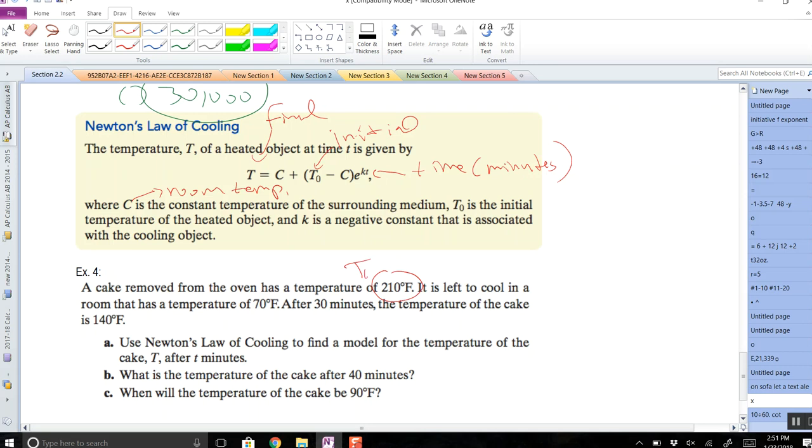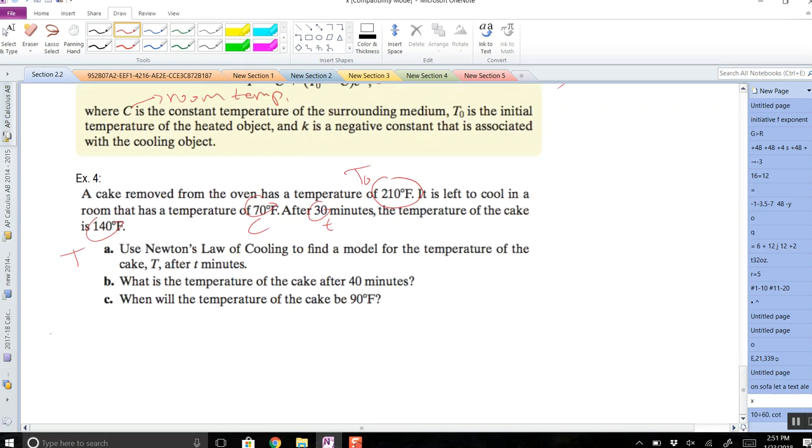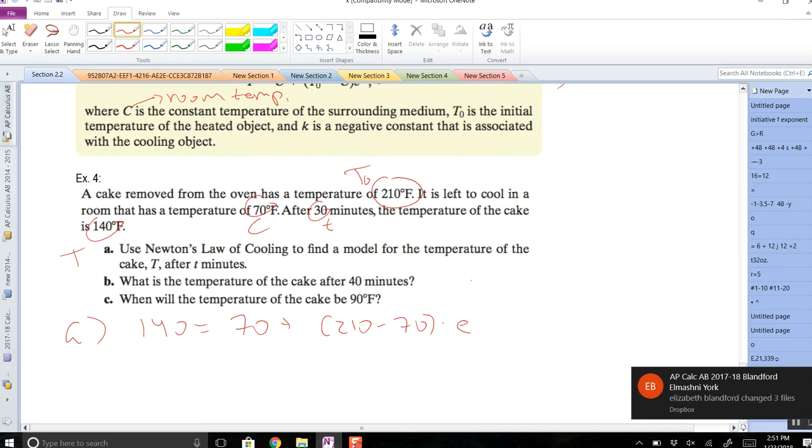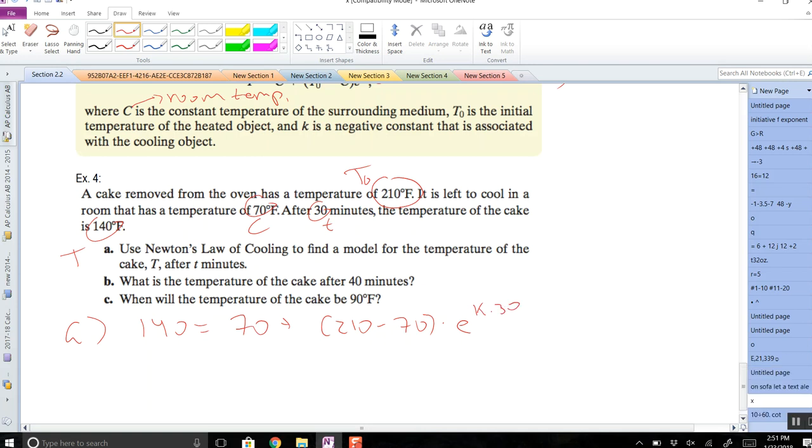The 210 will be your T0. That's your initial temperature. 70 is room temperature. 140 is your T final, the temperature we want to get this thing to. And it takes 30 minutes to cool it. That's little t. So we plug all this into Newton's law of cooling: 140 equals 70, which is the room temperature, plus 210... So the cake's really hot. You take it out of the oven, it's 210 degrees Fahrenheit, right? You put it at room temperature, which is 70 degrees, so it's going to start cooling. It's modeled by this function that we're working out here. We don't know what k is, and of course it takes 30 minutes to get down to 140 degrees Fahrenheit.